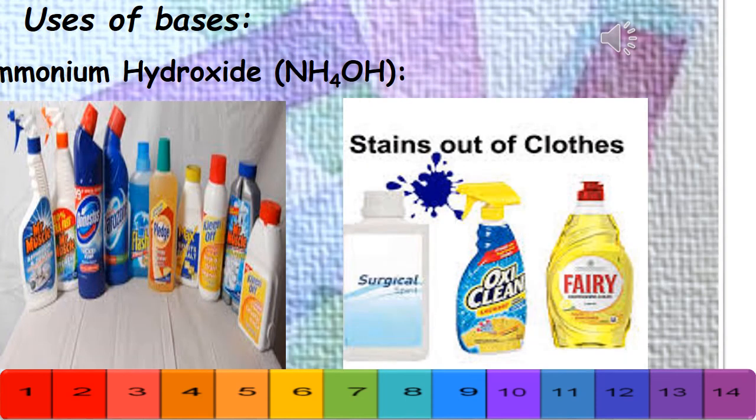Ammonium hydroxide is also a base whose chemical formula is NH4OH. It is used in household cleaners. It is also used to remove ink stains from clothes.